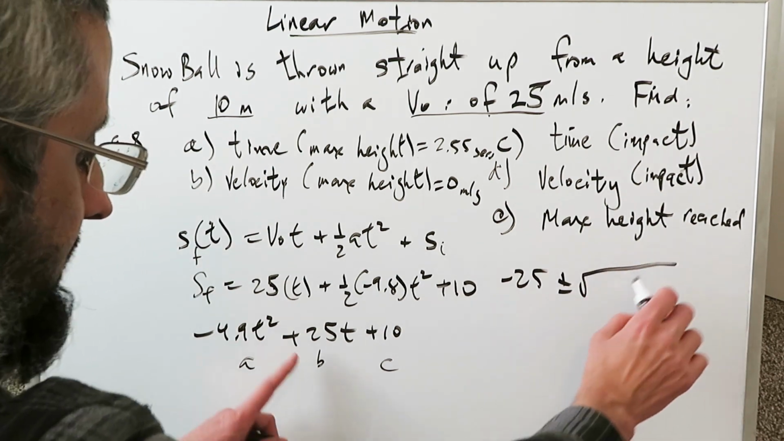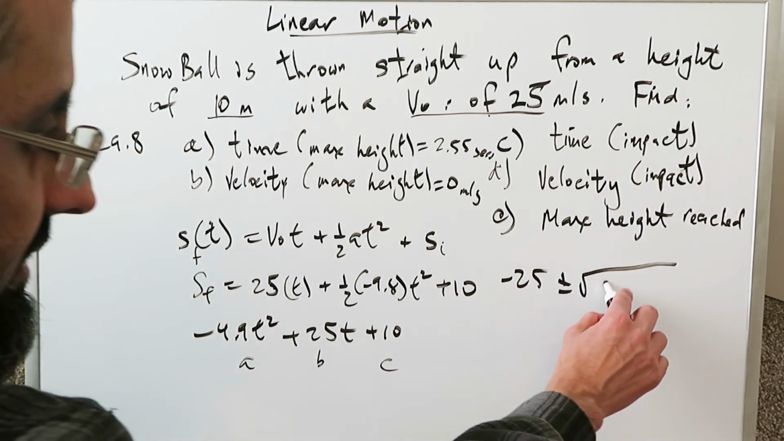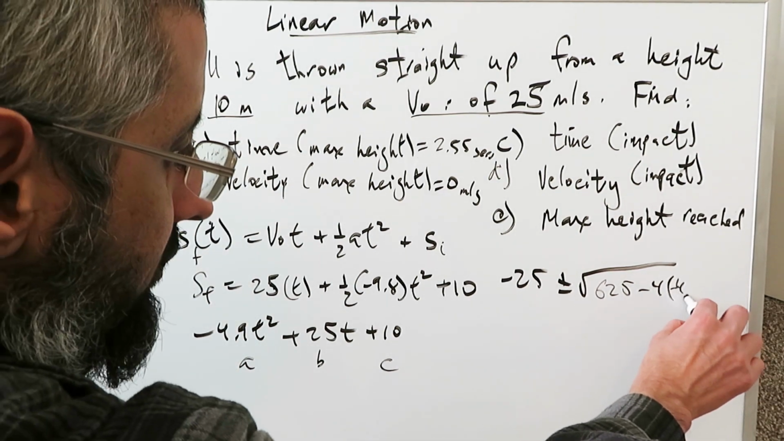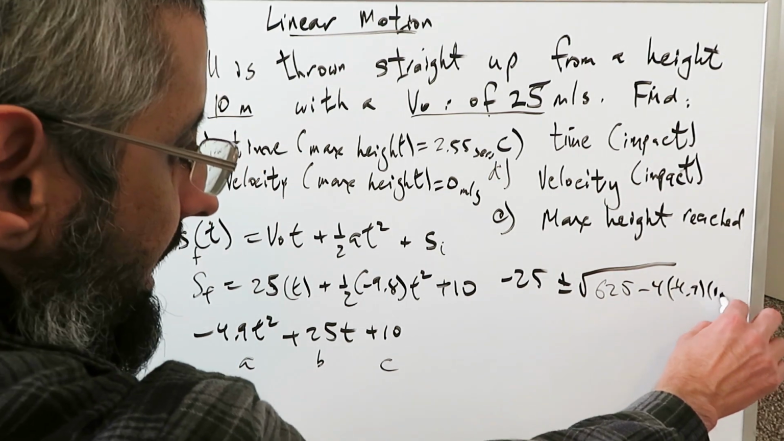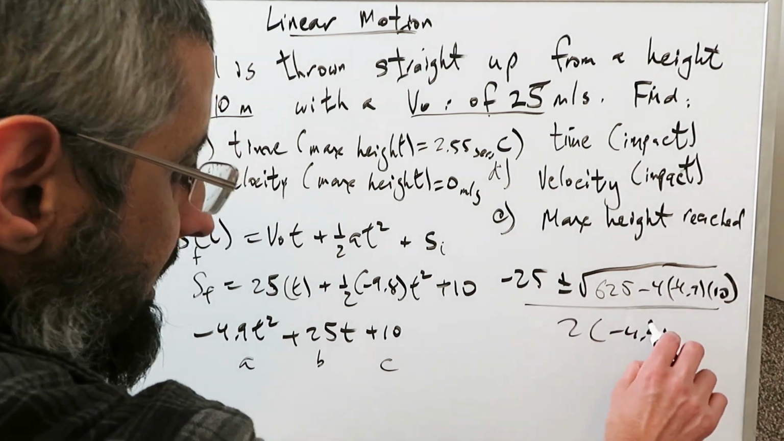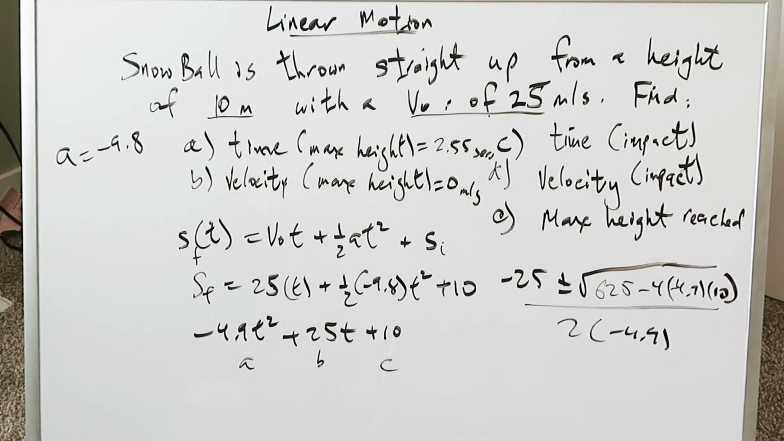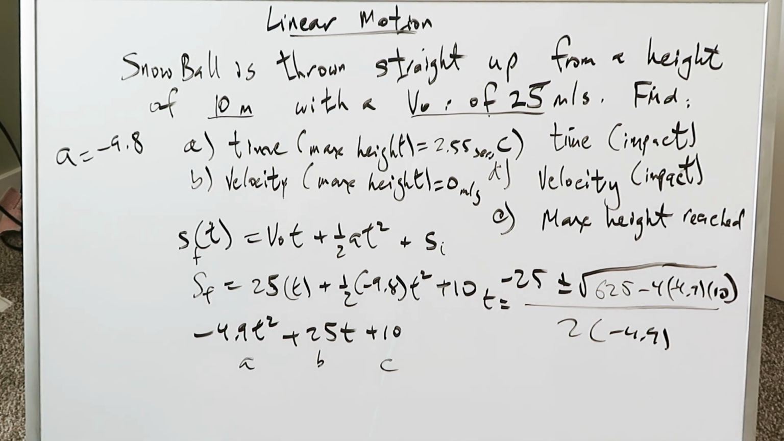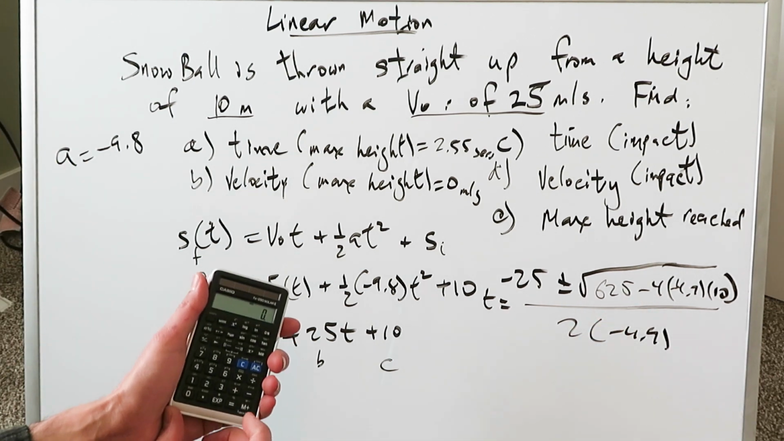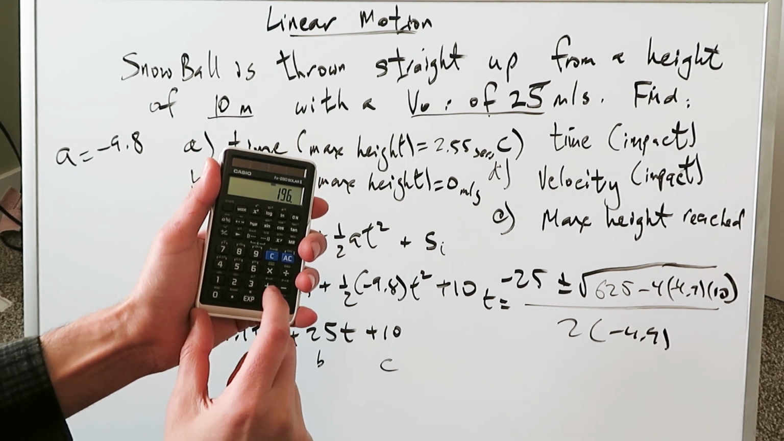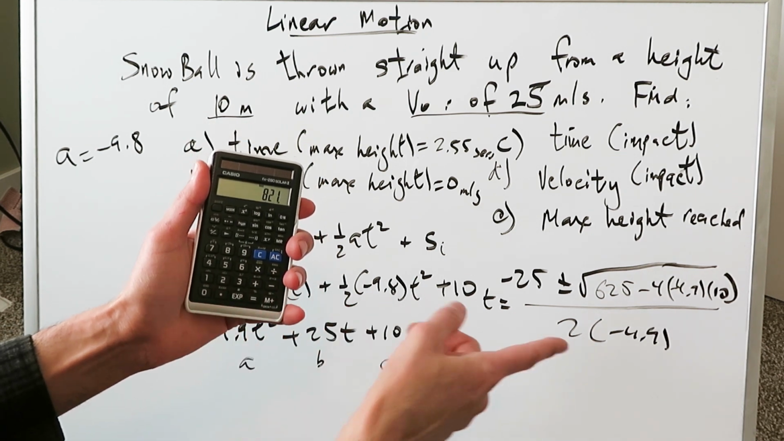Plus and minus b squared, 25 squared, which is 625, minus 4ac, minus 4.9 times 10, all over 2 times minus 4.9. Now since we're utilizing the variable t, we can only look at a positive value, so don't go for a negative value. Let's look at the part in the root. We have 4 times 4.9 times 10. We'll add that to 625 because the negatives become positive.